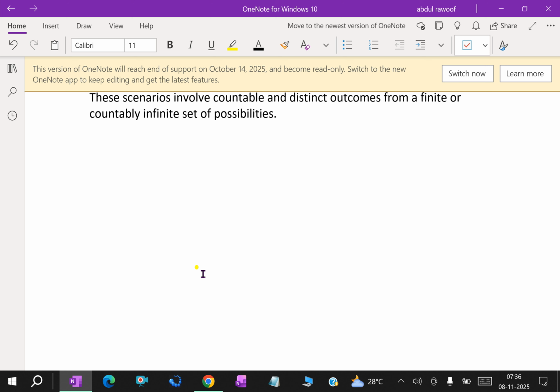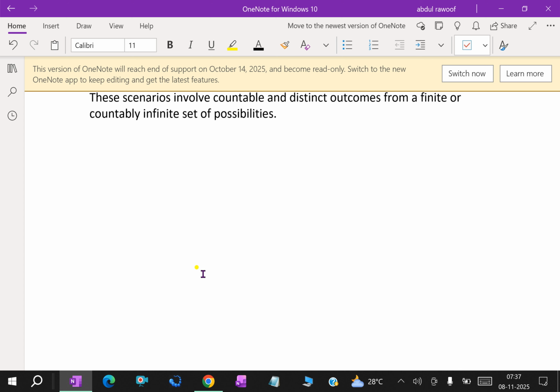Here are some key points. Discrete random variables. What is that? A variable that can only take on a countable number of distinct values, often whole numbers. Probability distribution: a table or graph that lists all possible outcomes of a discrete random variable and their corresponding probabilities. Properties of a discrete probability distribution: the probability of each outcome must be between 0 and 1, both inclusive.